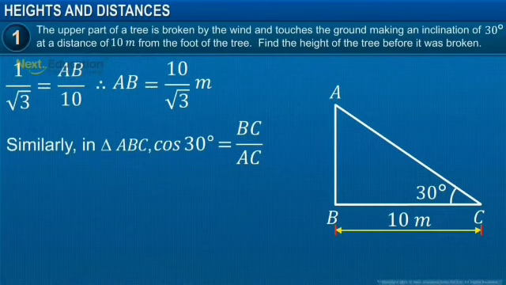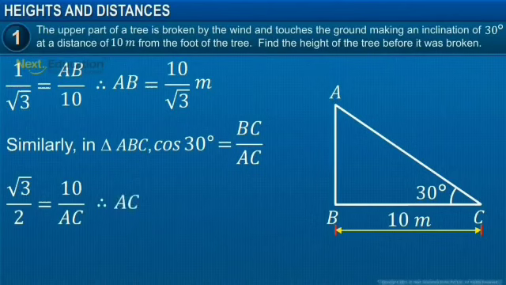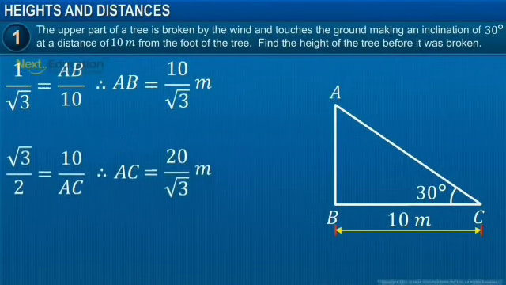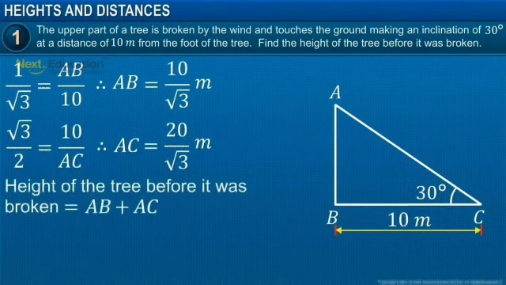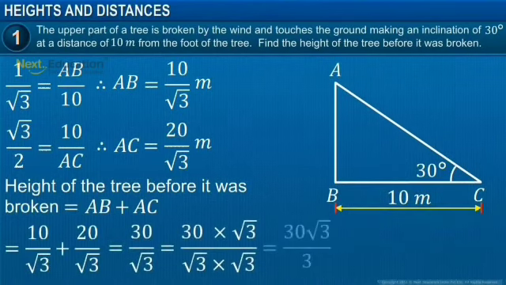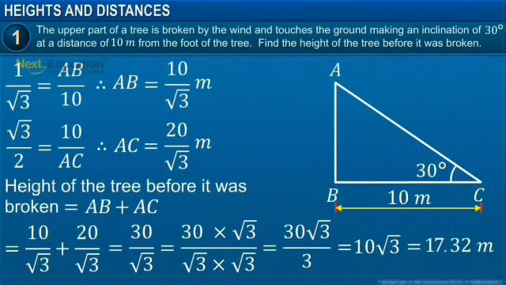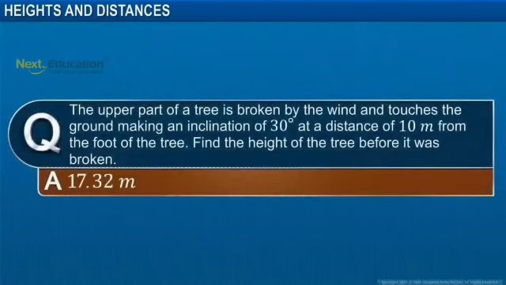Similarly, in triangle ABC, cosine 30 equals BC over AC. Substituting the values, then root 3 over 2 equals 10 over AC. This means that AC equals 20 over root 3 meters. Then we can deduce that the height of the tree before it was broken equals AB plus AC. Substituting the values of AB and AC, therefore the height of the tree before it was broken was 10 root 3, or 17.32 meters.